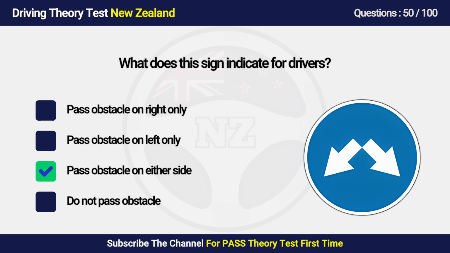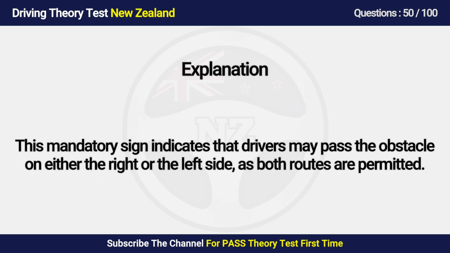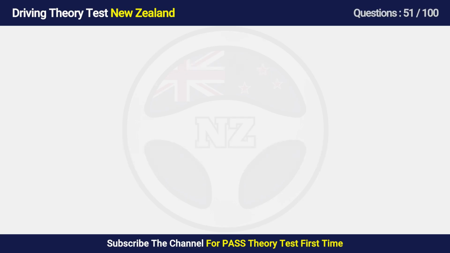Answer is C. Pass obstacle on either side. This mandatory sign indicates that drivers may pass the obstacle on either the right or the left side, as both routes are permitted. Question 51.